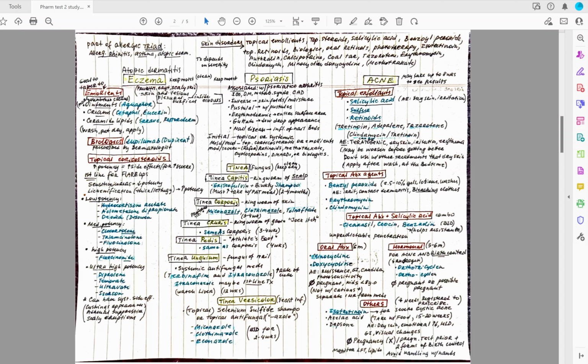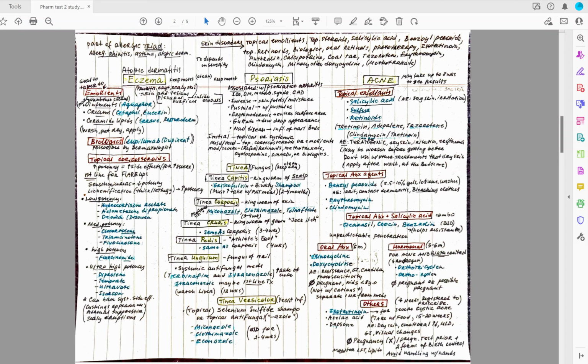Tinea cruris, ringworm of groin or jock itch. So cruris, kind of like crutch, that's how I remember. Same treatment, miconazole and clotrimazole. Tinea pedis. Pedis, everyone kind of remembers, that's athlete's foot. You have the same treatment with miconazole and clotrimazole.